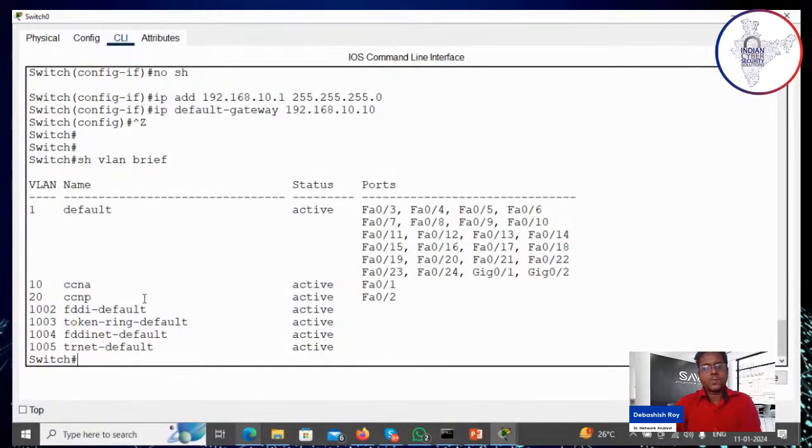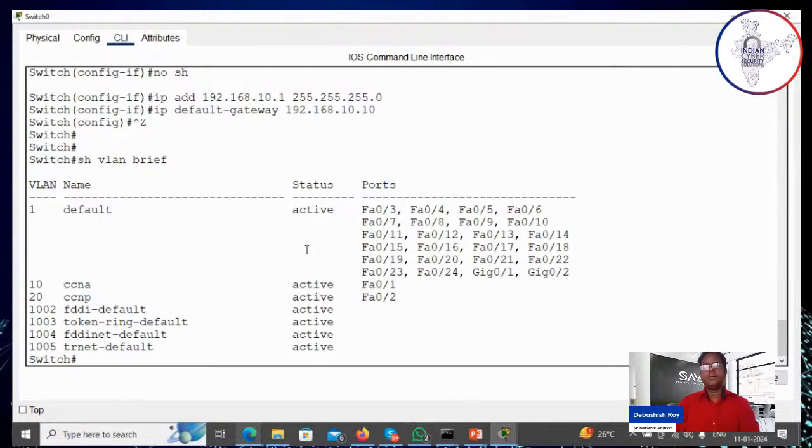As you can see, now there is VLAN 10 and VLAN 20. 10 is CCNA, 20 is CCNP, and both are active. VLAN 10 for F0/1, VLAN 20 for F0/2. So that is the VLAN database that we have in the switch.